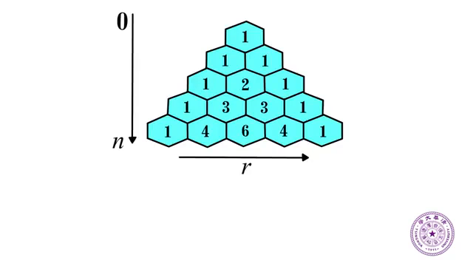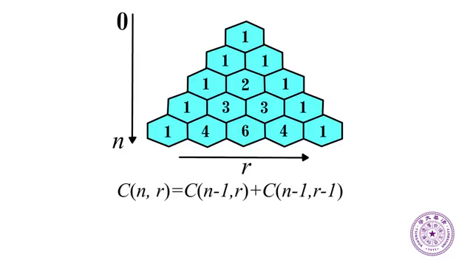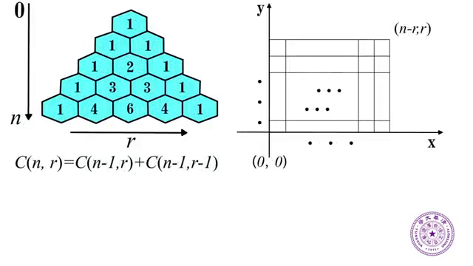We have such a combinatorial identity that C(n,r) equals C(n-1,r) plus C(n-1,r-1). How should we prove it? We could prove it with lattice paths. For example, the left-hand side means the number of routes from point (0, 0) to point (n-r, r).